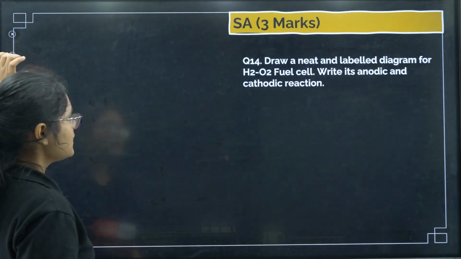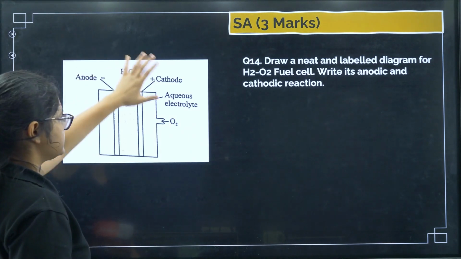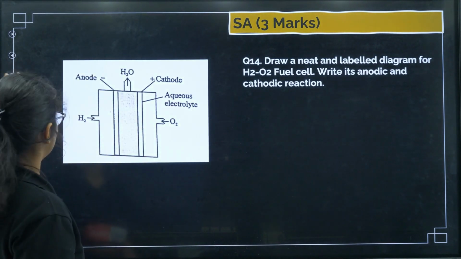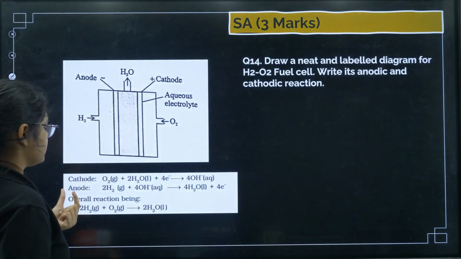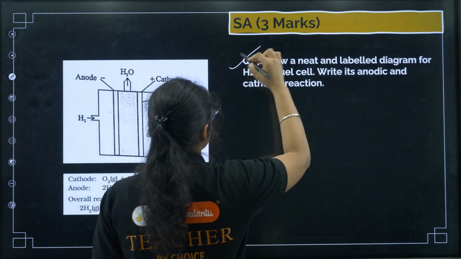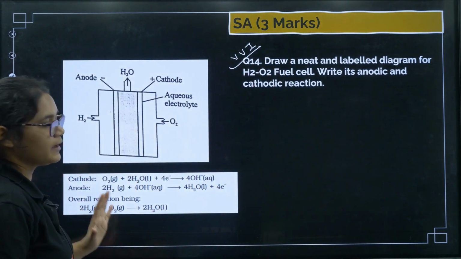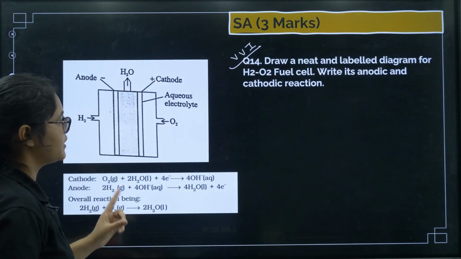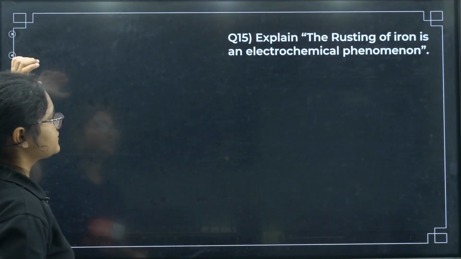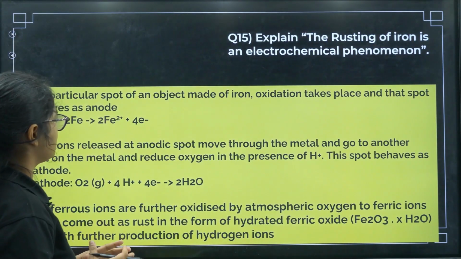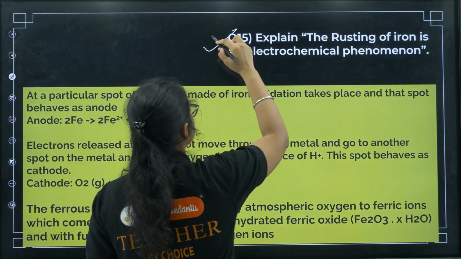Okay. Next, this H2-O2 fuel cell diagram, very important, please practice it, and the cathode and anode reactions are very important. So please write down these reactions again and again, practice them, a question will definitely be asked from here. Next, explain the rusting of iron as an electrochemical phenomenon. This is also an important question.